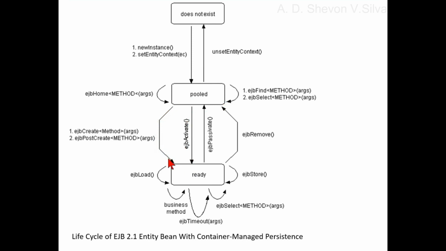ejbLoad is passed from ready to ready. Business methods are passed from ready to ready. ejbTimeout is passed from ready to ready. ejbSelect is passed from ready to ready. ejbStore is passed from ready to ready. ejbActivate is passed from pooled to ready. ejbPassivate is passed from ready to pooled. ejbRemove is passed from ready to pooled. unsetEntityContext is passed from pooled to does not exist.